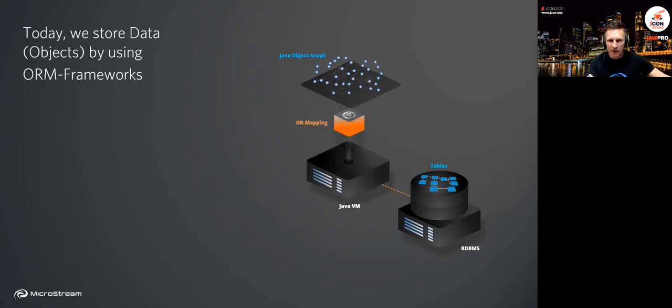Here we can see the architecture of today. Here is the Java application and the relational database, and between the application and the database, we have this orange box, which is the object relational mapping framework. Hibernate is the de facto standard here in the market, and it works.